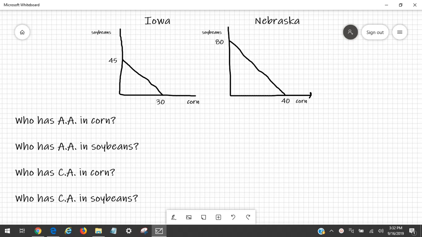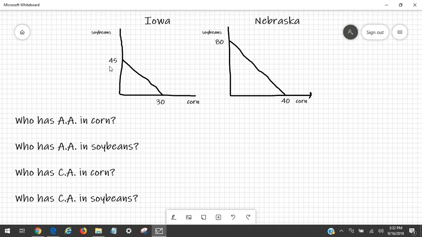Those of you who have my face-to-face classes have already seen this in a lecture, but in case you were absent or you're one of my online students, I'm hoping this is helpful for you. So the first problem I'm going to work out is one about Iowa and Nebraska, and we're given a PPF that shows their production possibilities frontiers. This is assumed to be for one growing season.